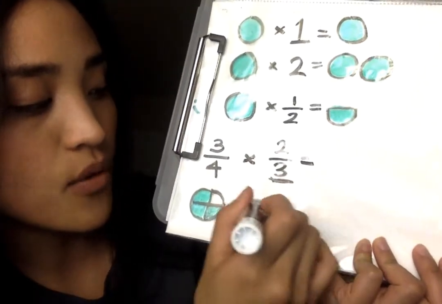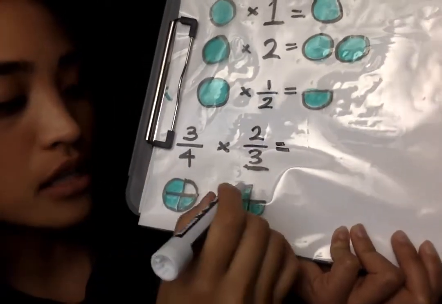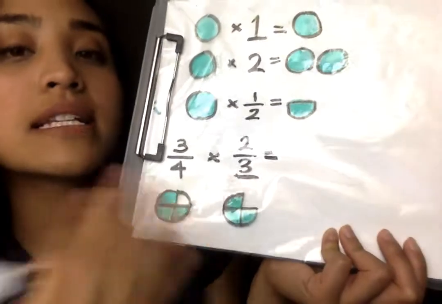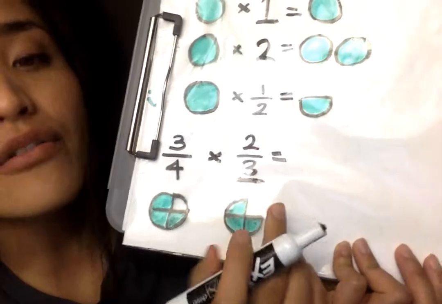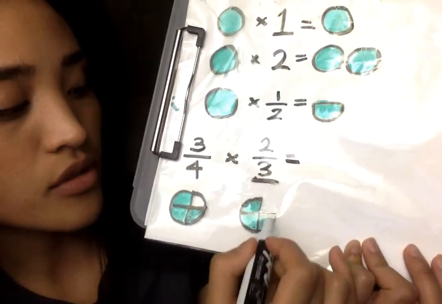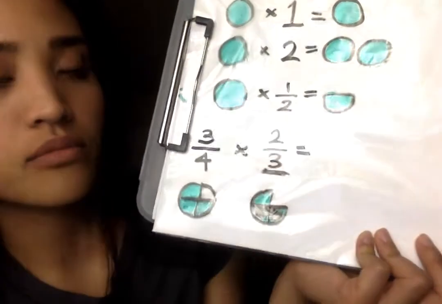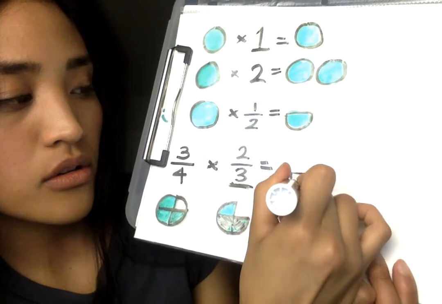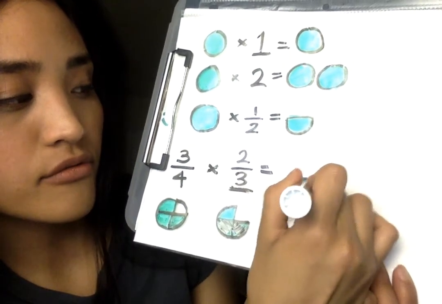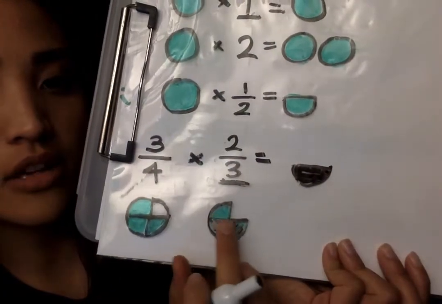So here's my 3/4. And now I want you to turn them into 3 pieces. Well, luckily, 1, 2, 3, it's already sliced up into thirds. And now it's telling me I want 2 out of those 3 pieces. So that would be 1, 2, if that makes sense. And now I'm left with 1/2. There we go, because I just colored in these 2 pieces.